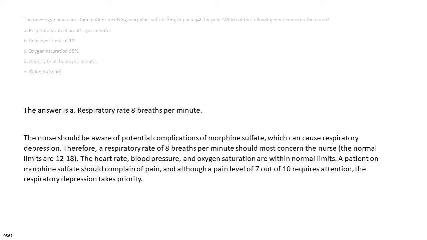A patient on morphine sulfate should complain of pain, and although a pain level of 7 out of 10 requires attention, the respiratory depression takes priority.